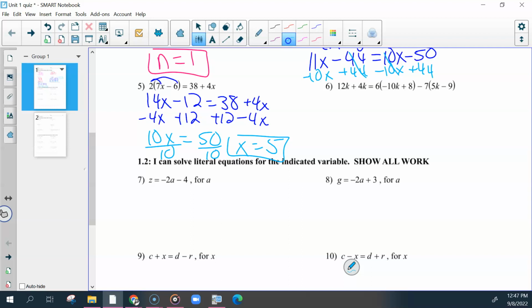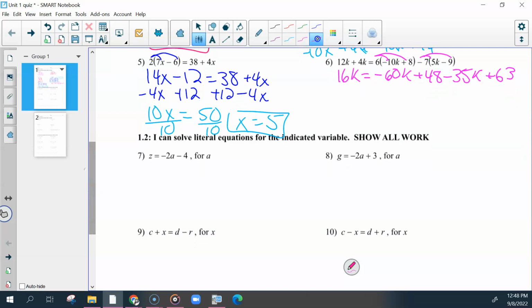Six was similar, but you had to distribute twice. Combine your like terms, do whatever it says on the same side. So 16k, not 8k if you're subtracting, but you shouldn't have subtracted. And then -60k plus 48 minus 35k plus 63. If you got minus here, it threw the entire problem off, so be careful there.